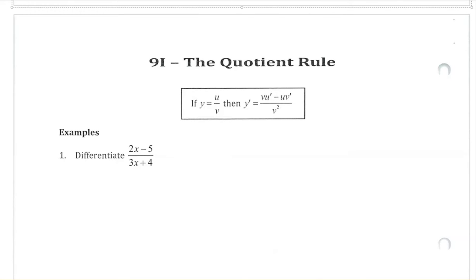Last lesson we learnt the product rule, which was when we had two algebraic things multiplied together. So of course the quotient rule is when we have two algebraic expressions divided. Okay, so they will be in fraction form most likely. So remember how I said for the product rule to remember VUV?